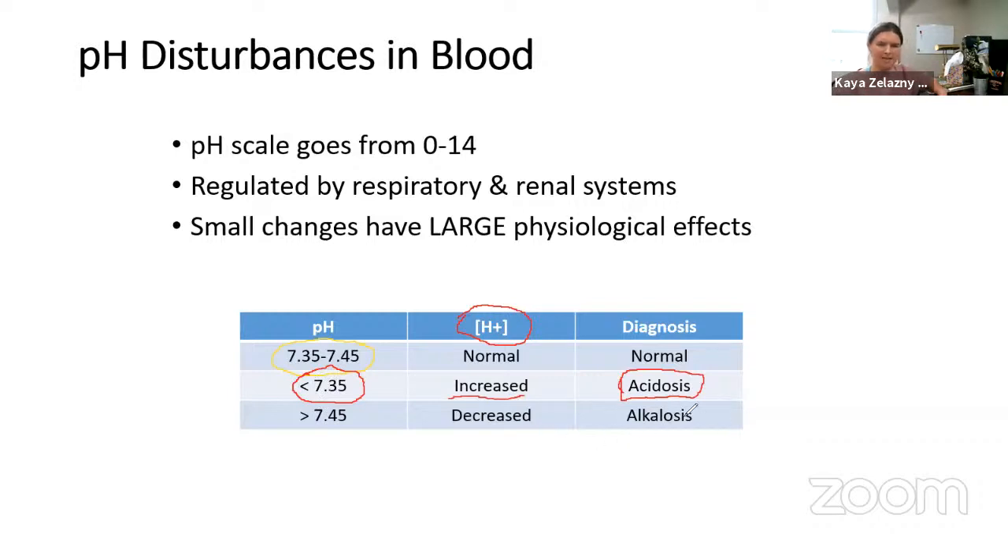So we also have the opposite. If blood is too basic, we call it alkalosis. We can also refer to it as being too alkaline, right? That's a term we use for a more basic pH. That is defined as anything in the higher range, so above 7.45. And this is often going to be the result of too few hydrogen ions. So decreased hydrogen ions lead to alkalosis. Okay.